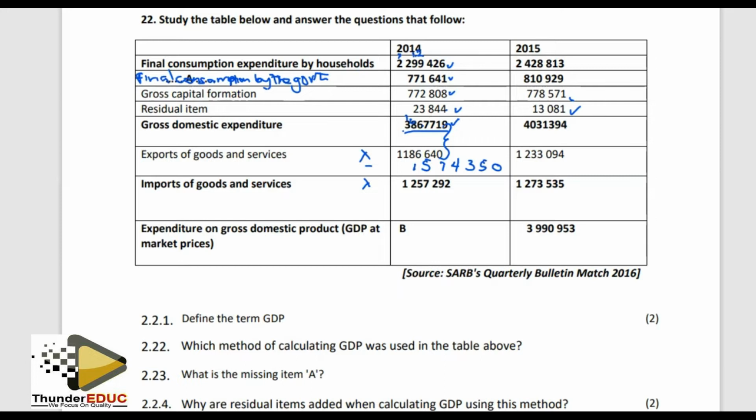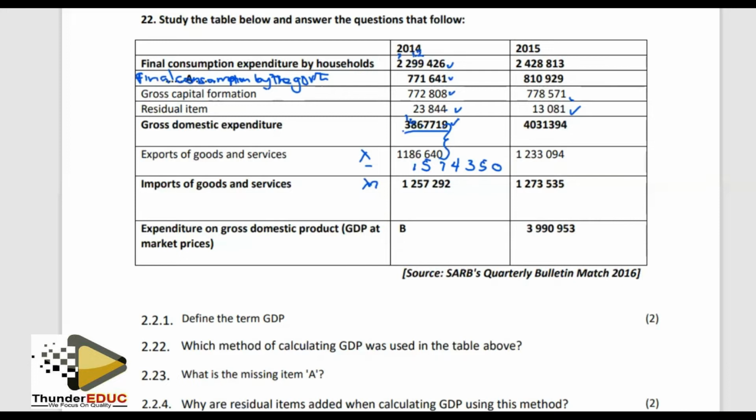Hopefully you can see our value. After getting all this, we are supposed to subtract again. We are supposed to subtract this figure from this total, because this is x minus m. So we are subtracting. After adding this, remove this.